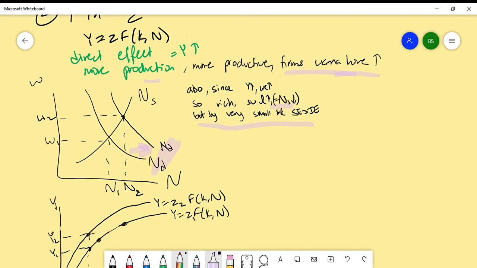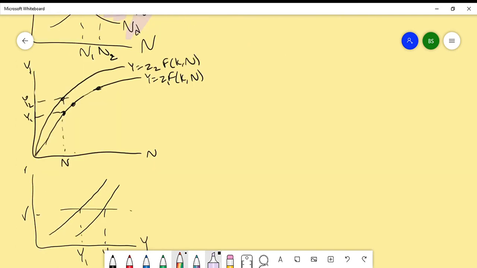So in this case, the N2 increased, but another thing is that our labor productivity also increased, which means this change will actually be an increase in the actual curve, not just a movement along the curve.